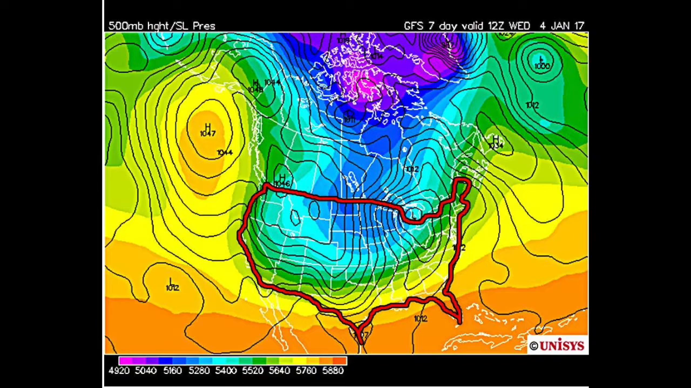And look at the gradient from the southern coast of Alaska moving all the way down the coast, all the way down to Southern California. This is the jet stream anomaly that starts to cause concern regarding the San Andreas Fault, the Cascadia Fracture Zone, and the Juan De Fuca Fault.